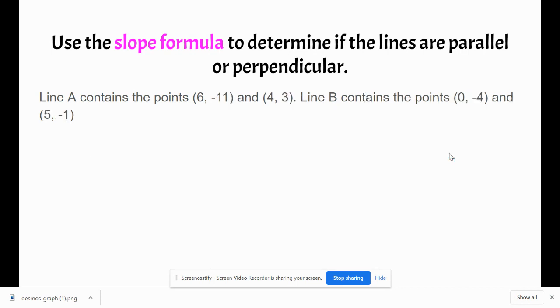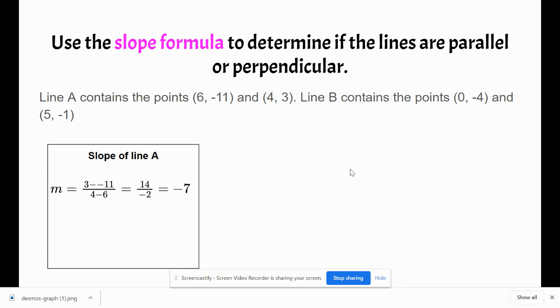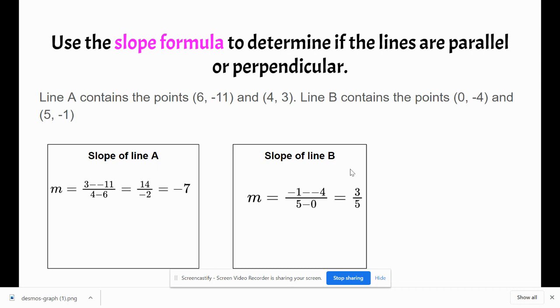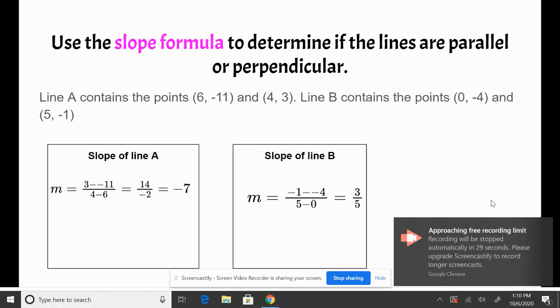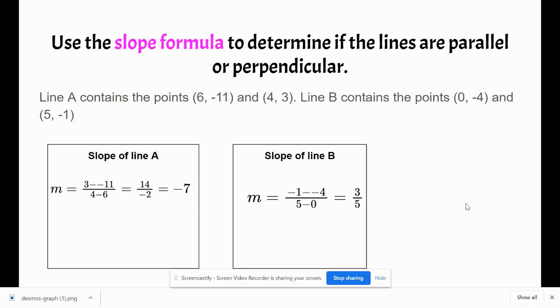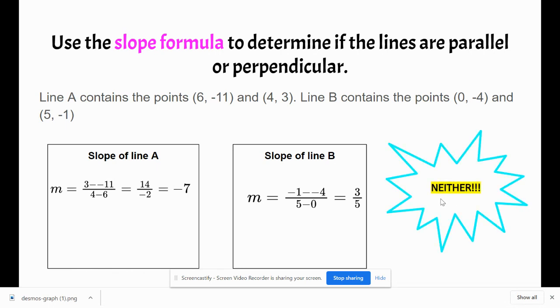Let's try one more. Pause the video, find the slope of line A, find the slope of line B. You should find that the slope of line A is negative 7, and the slope of line B is 3 over 5. Well, obviously these are not parallel because they are not the same, and they are also not perpendicular because they are not opposite reciprocals. So in this case, we will say neither. These lines are not parallel or perpendicular, so they are neither.